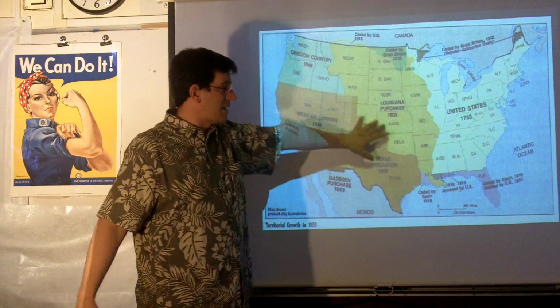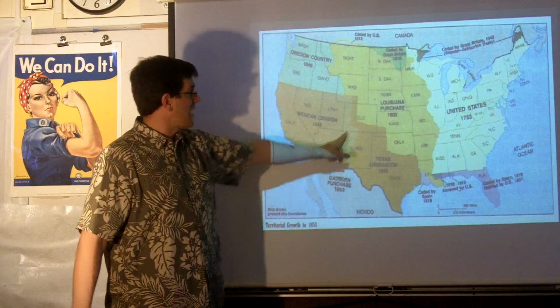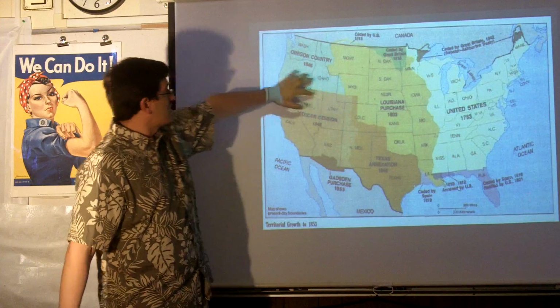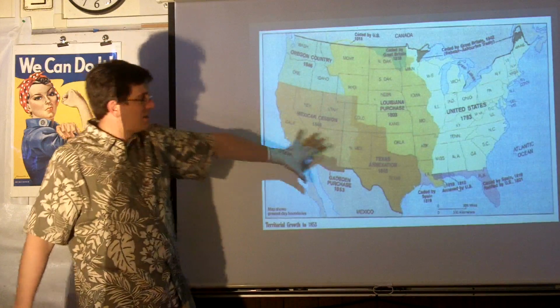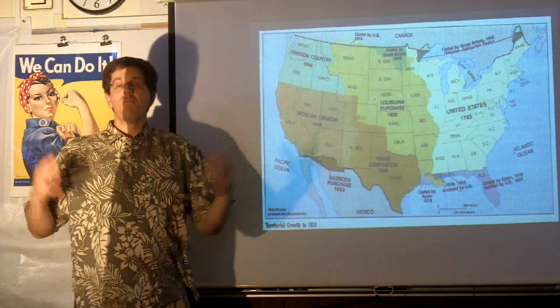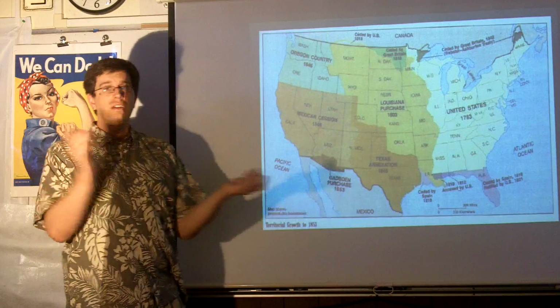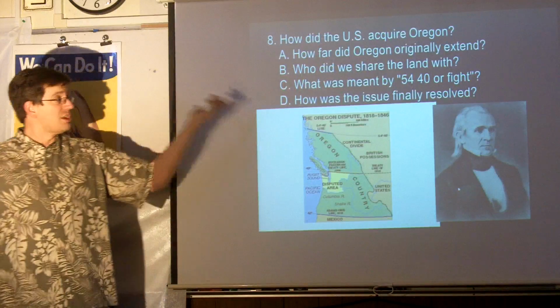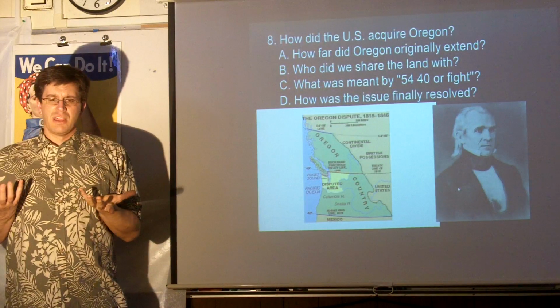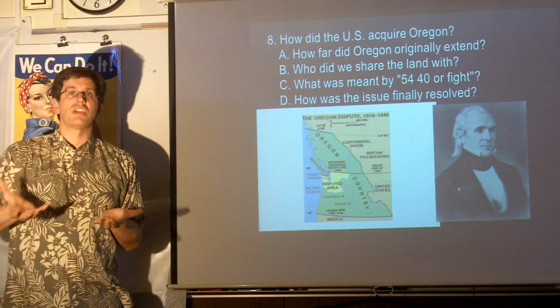1803, we doubled the size of the country with the Louisiana Purchase. 1845, Texas. 1846, Oregon. 1848, land from the Mexican War. Massive, quick expansion. And as a result of that, more and more Americans are pouring into the West.